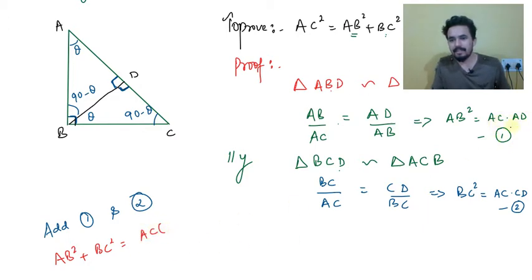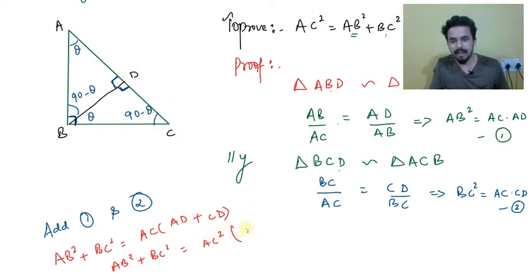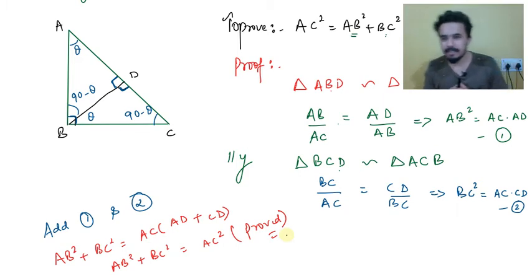In here, if I take AC, this is AD here. So this is AD plus, and here this is CD. So AB square plus BC square is equal to AC times AD plus CD. Now what is AD plus CD? You can see from the picture, this is itself AC. So AC times AC is AC square, and hence your result is proved. So in this way, you will be able to prove Pythagoras theorem using the similarity concept.